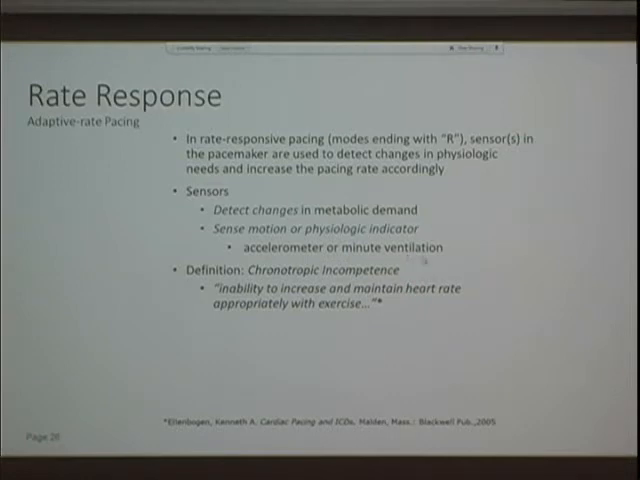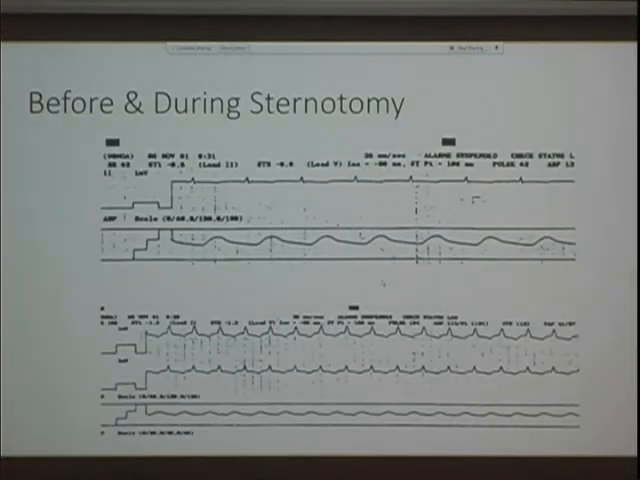However, during surgery, that might create a little bit of confusion with the accelerometer or the motion sensor kicking in during surgeries that involve the chest being shaken or moved. You could either program the device to DDD in place of the DDDR, or if you're just aware of it, that's fine. You can see a patient undergoing a sternotomy. Here is baseline, and here is during the sternotomy. Because the chest is shaking, the heart rate goes up in a DDDR mode.